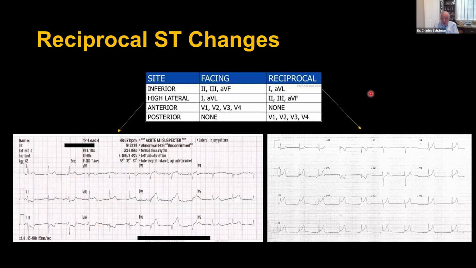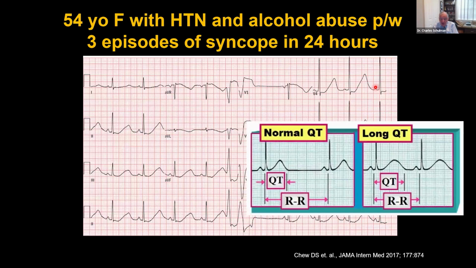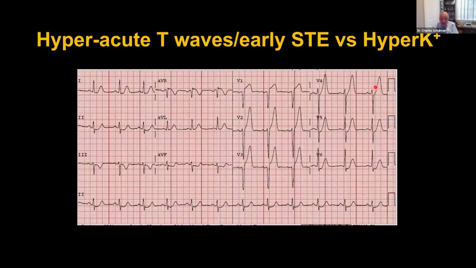And so you recall the ECG I showed with the very tall T waves. This one. So this is anterior, right? This is going to be an anterior infarction, and there's inferior reciprocal change.